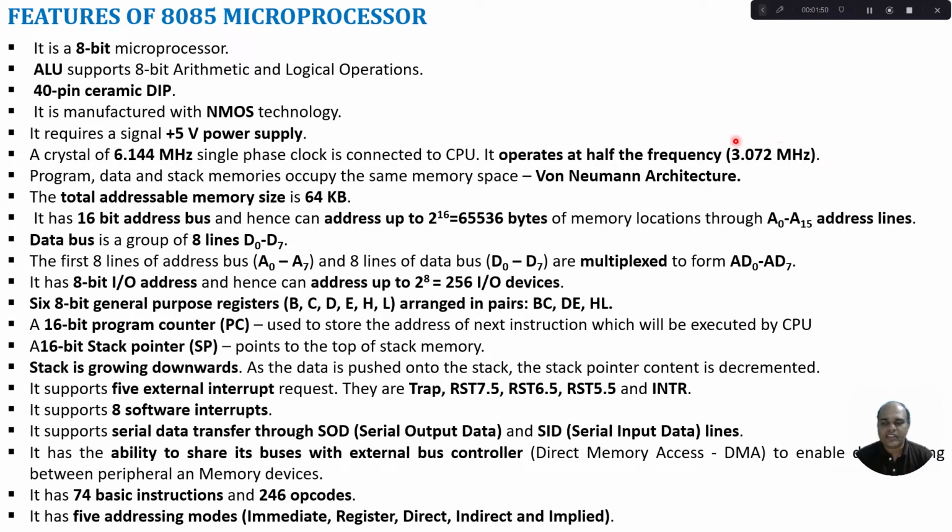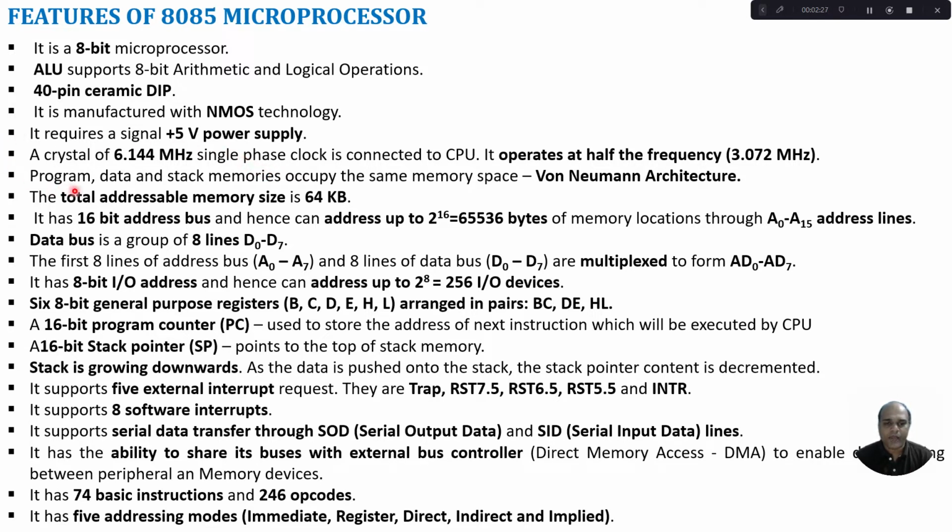So each T state is made up of 1 by 3.072 MHz time period. And the 8085 microprocessor supports von Neumann architecture, meaning it can be interfaced with a memory which can hold program as well as data, and also the stack content can be stored in the same memory. So we can interface a memory which can hold the programs, data as well as the stack content.